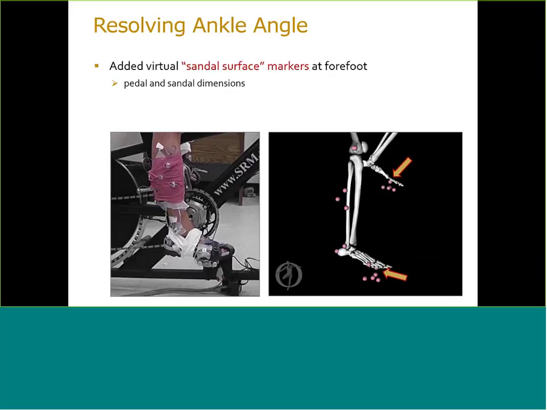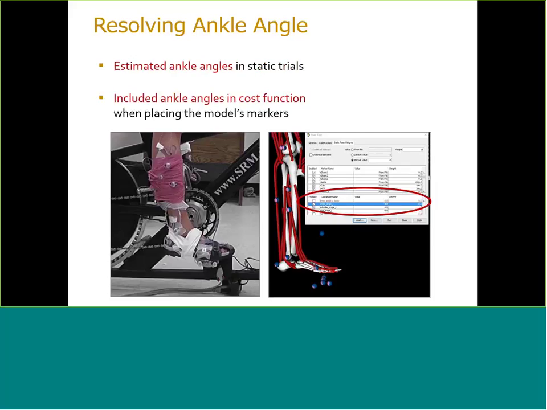Now, part of the problem in our case was caused by our subjects wearing sandals, and there was definitely some uncertainty in the marker locations due to this. So to better resolve ankle angle, what we did was we went back to our pre-processing code, and we added a virtual marker at the sandal surface, which we could estimate from our known pedal and sandal dimensions. This let us estimate the subject's ankle angle in the static trials, and then in the scale tool, we could include this ankle angle in the cost function when we were placing the model's markers.